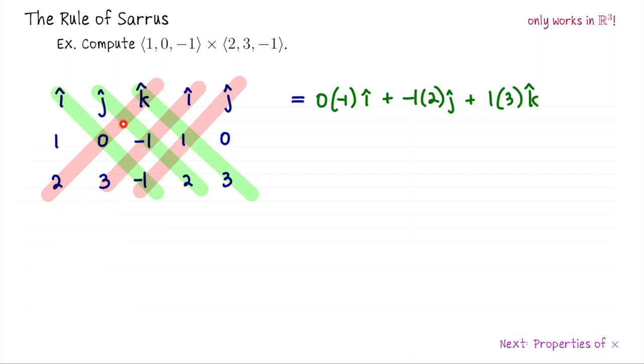So the first one is this one. That's actually going to give us a k vector, so I'll write it on the right. We're going to have minus 2 times 0 k. And then we have an i vector. So that's going to be minus negative 1 times 3 i. I'll do minus 3 times negative 1 i. And then minus negative 1 times 1 j.